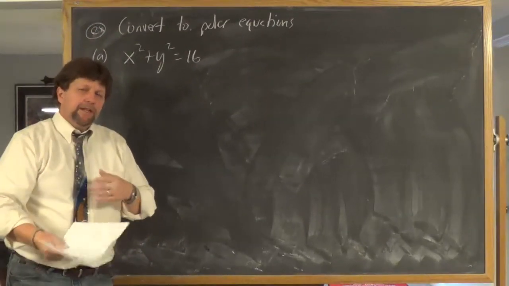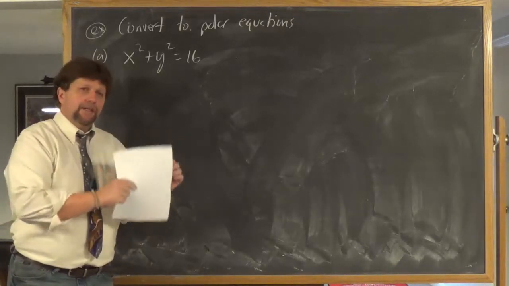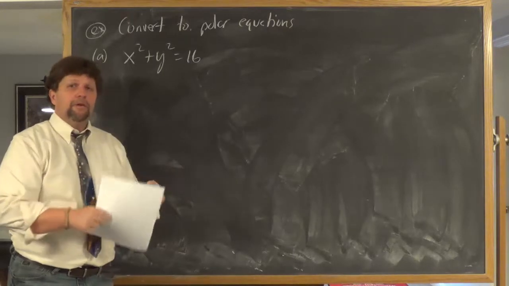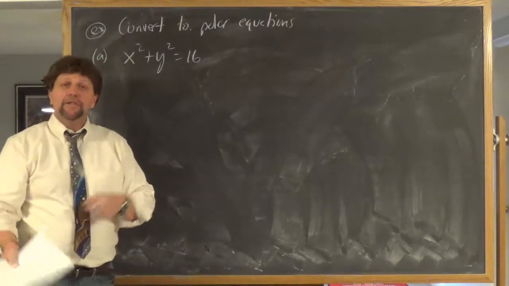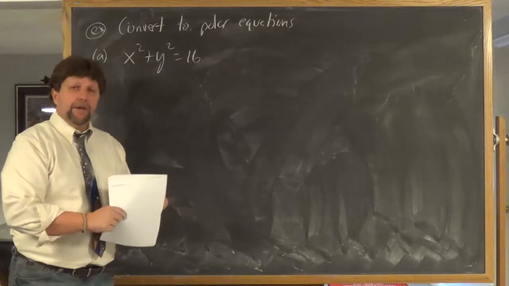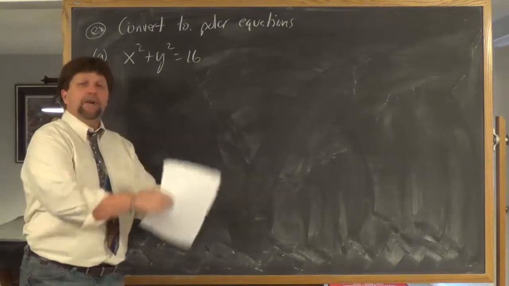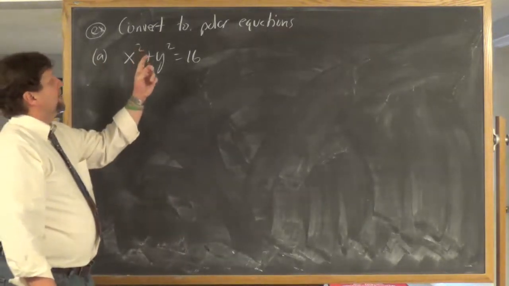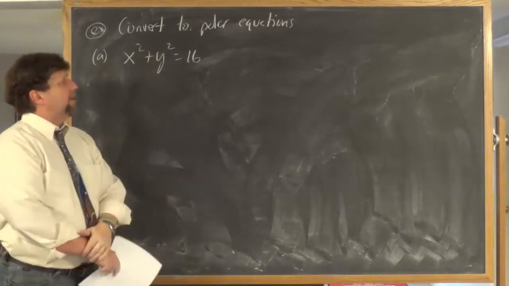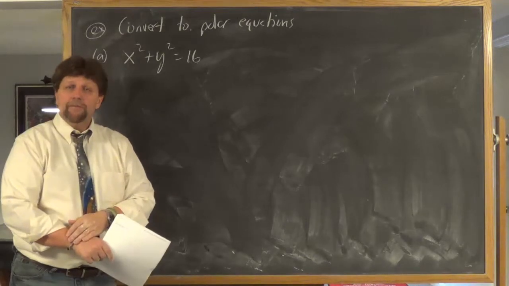All right, after we just took a look at how to convert points from rectangular to polar or polar to rectangular, the next step is to take equations and convert rectangular equations to polar equations, or polar equations back to rectangular equations. So my first example here is a rectangular equation. Let's convert that to a polar equation.